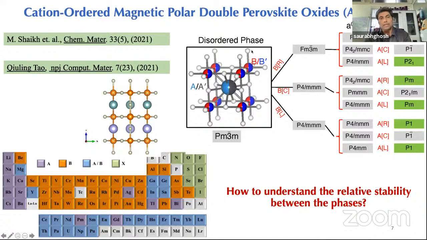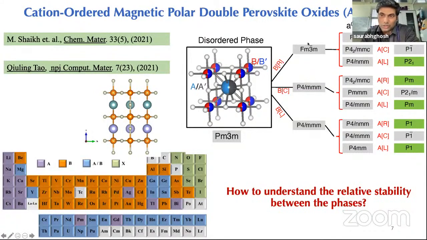So this is my disordered phase, where we haven't involved any A site or B site ordering. Now you can see in the first one we are involving B site rocksalt ordering, so the cubic symmetry is Pm3m. When we invoke B site rocksalt ordering, the space group leads to Pm3m. Similarly, when you introduce columnar ordering at the B site, it goes to P4/mmm. And if you introduce B site layer ordering, then it goes to the space group P4/mmm.